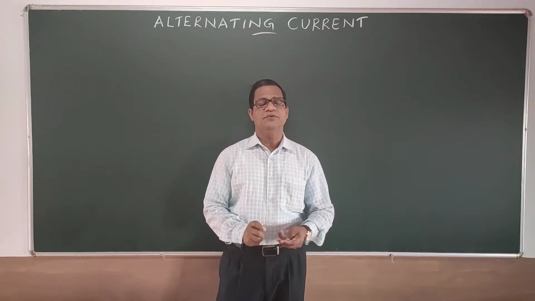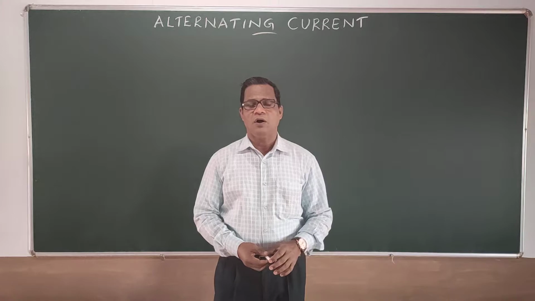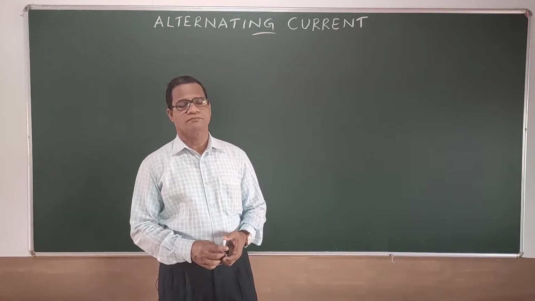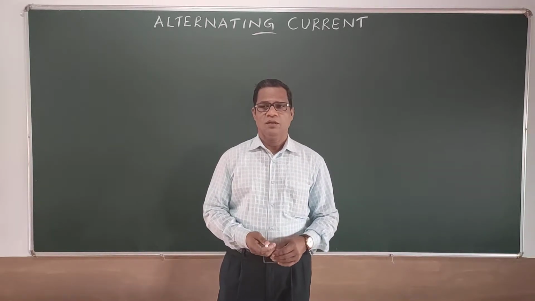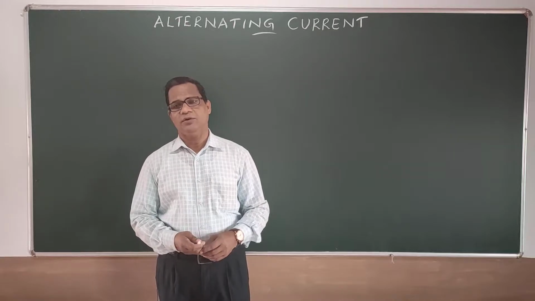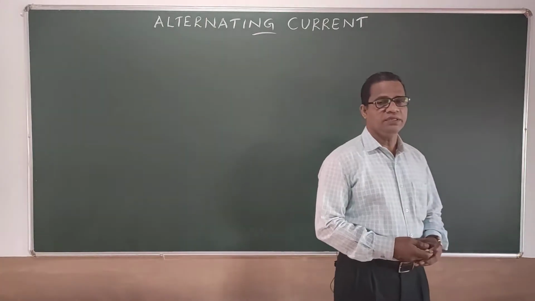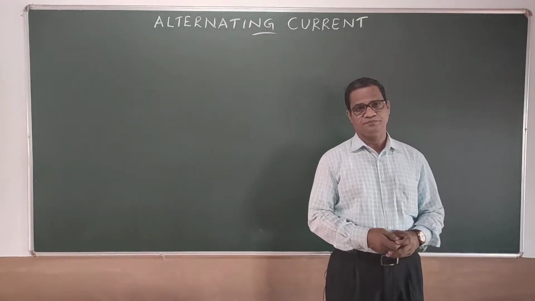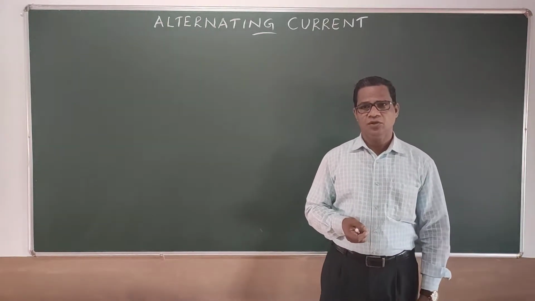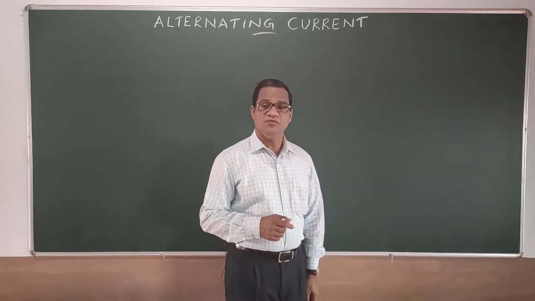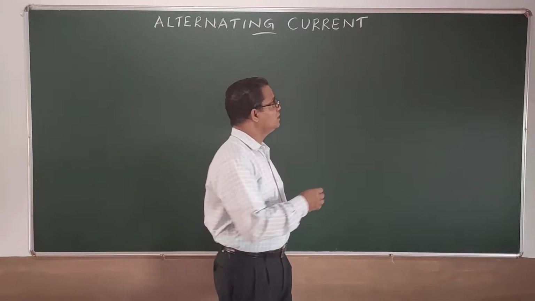In this video, we start with a new chapter called Alternating Currents. What is an alternating current? We discussed the working of a dynamo, and the output of the dynamo is found to be a sine wave. So if you can represent a current which is in the form of a sine wave, we call it an alternating current.